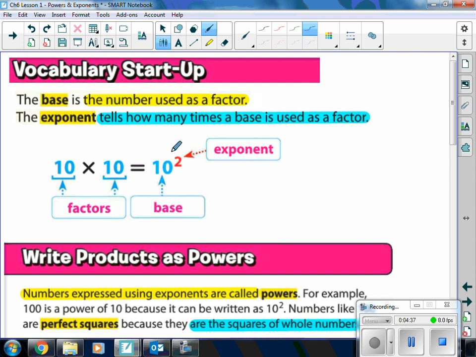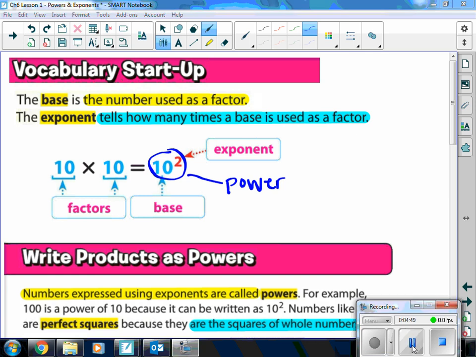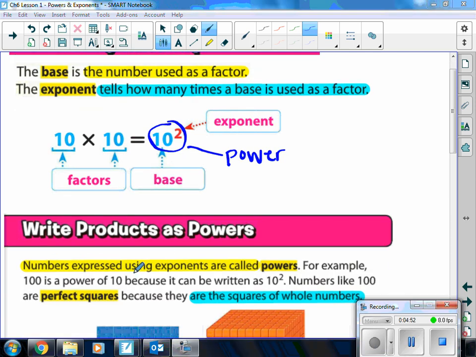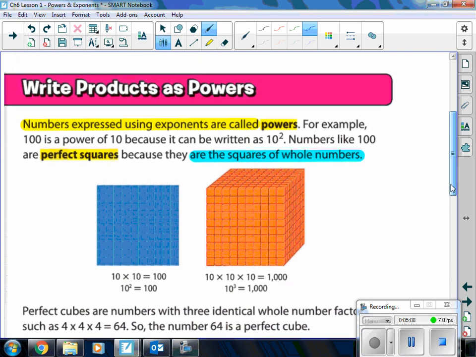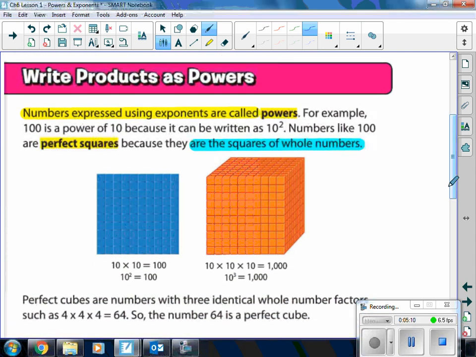So when we write 10 to the second power like this, it is called a power. Numbers expressed using exponents are called powers. That's why 10 to the second power is called a power. For example, 100 is a power of 10 because it can be written as 10 to the second power.